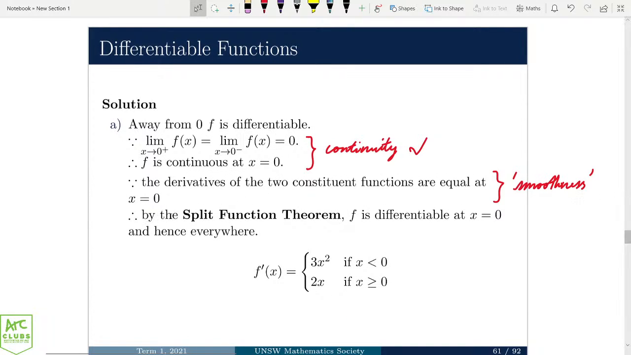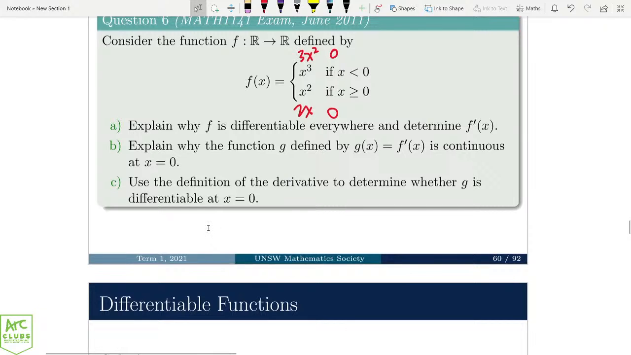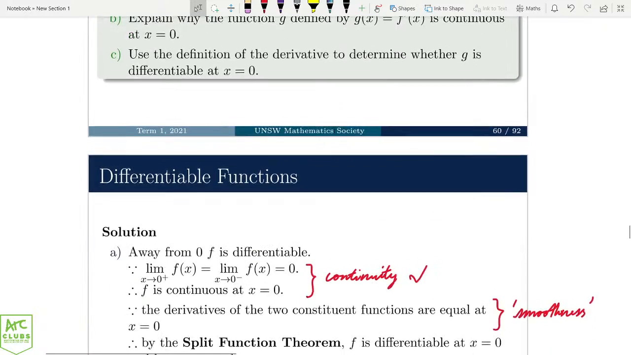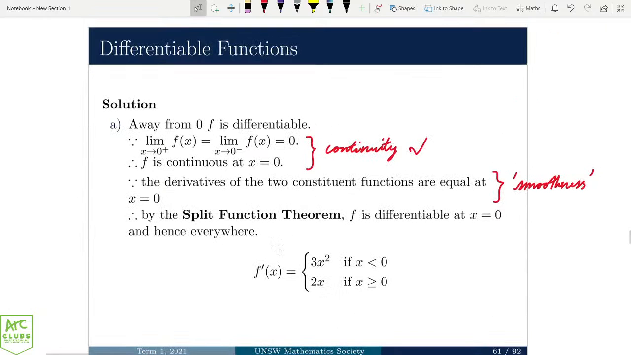And so by the split function theorem, f is differentiable at x is equal to 0 and hence everywhere, as required in our question. Now the second half of our part A is to determine the function f dash x. So that's basically what we've done here. We know that the derivative of x cubed is just 3x squared, and the derivative of x squared is just 2x. So putting that in, combining it into f dash x, that's what we end up with. That's pretty straightforward.